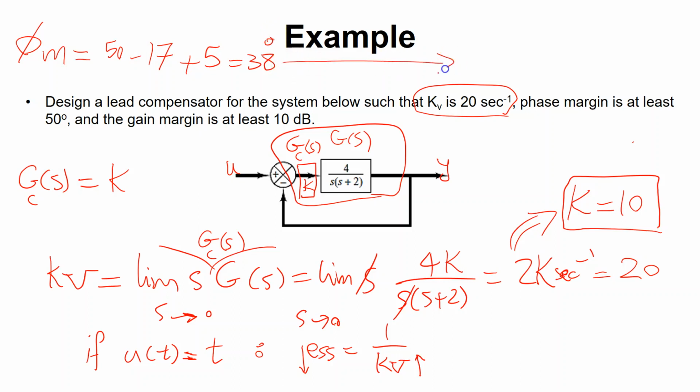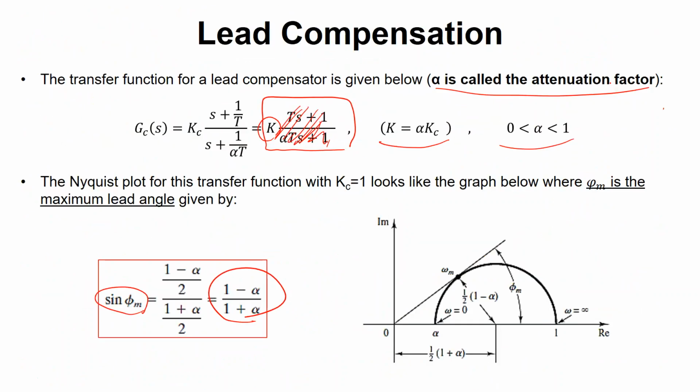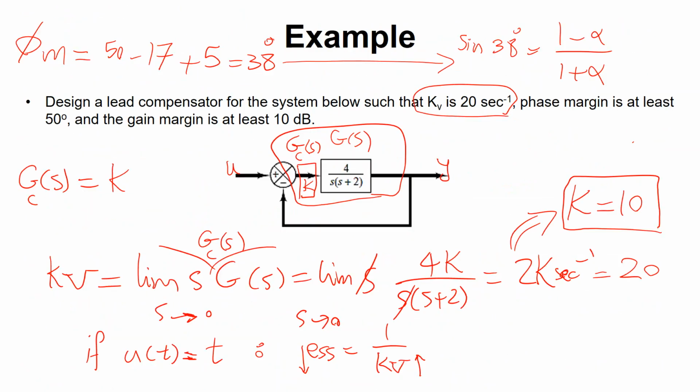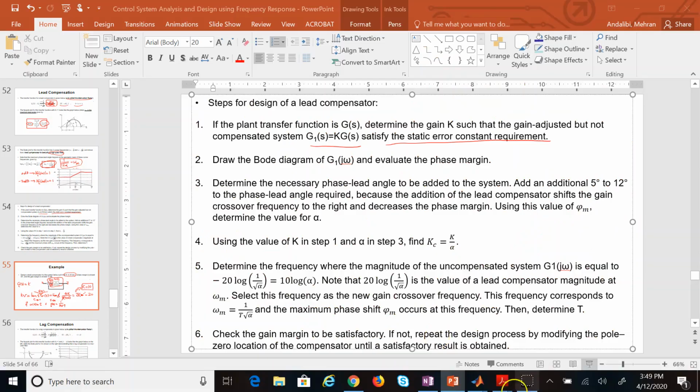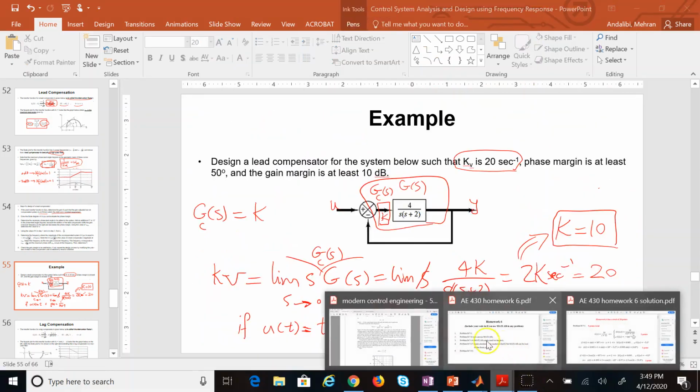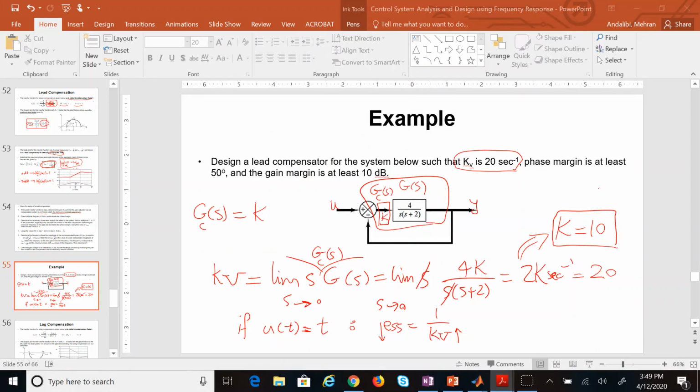And then now it says, okay, sine of this phi m, which is 38 degrees, is equal to 1 minus alpha divided by 1 plus alpha, right? This formula that you can see here. And then from there, you can calculate, of course, what? Alpha, the attenuation factor, which is extremely important. And if you see your textbook, the number for alpha turned out to be 0.24.